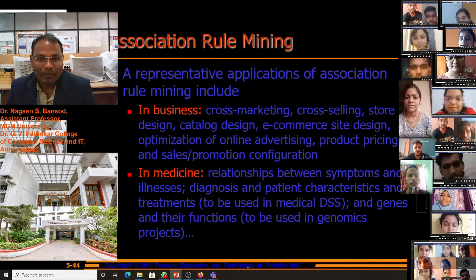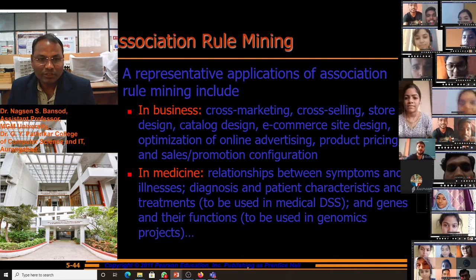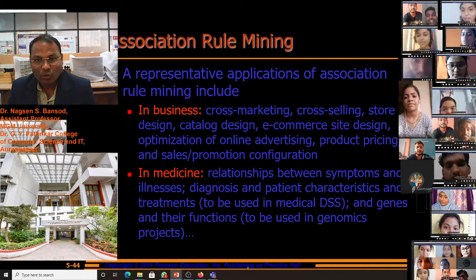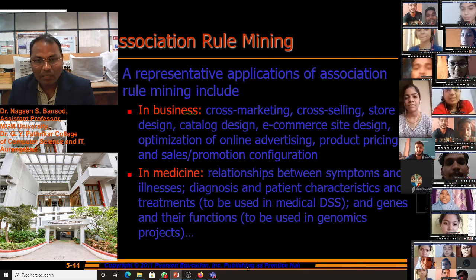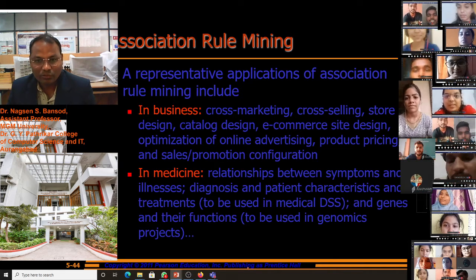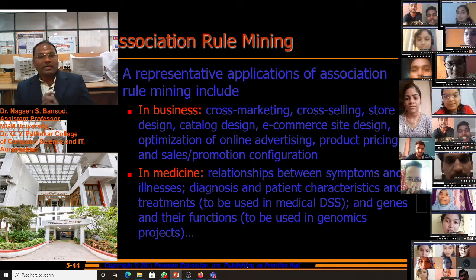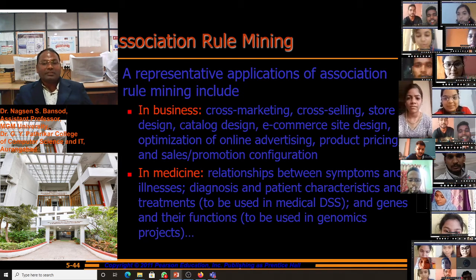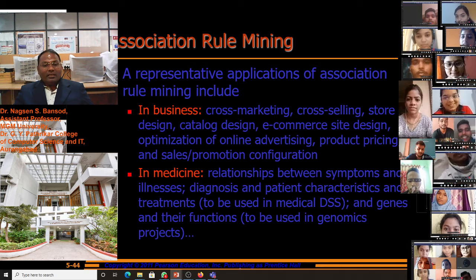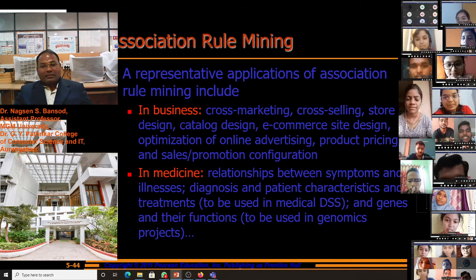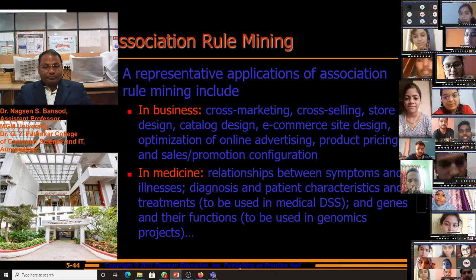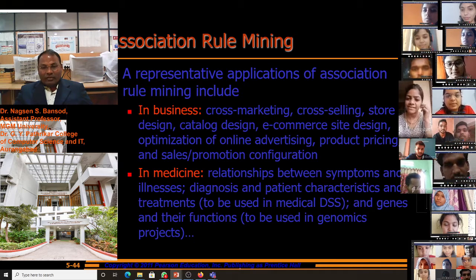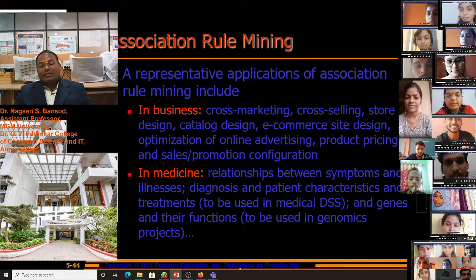Representative applications of association rule mining include business as well as medicine. In business: cross marketing, cross selling, store design, catalog design, e-commerce site design, optimization of online advertisement, product pricing and sales promotion configuration. In medicine: relationships between symptoms and illnesses, diagnosis and patient characterization and treatment, to be used in medical decision support systems, and genes and their functions, to be used in genetic projects.